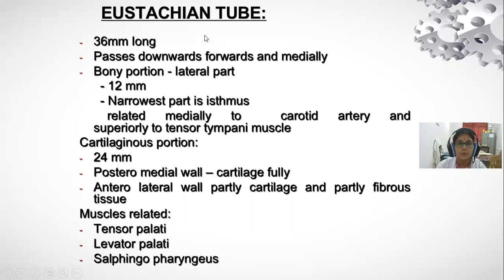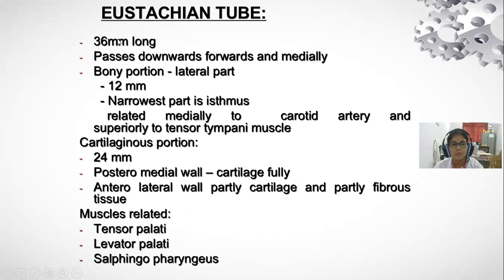Now coming to the eustachian tube. It's very important to know the anatomy of the eustachian tube whenever you're discussing the middle ear, because if there is eustachian tube dysfunction, the normal physiology of hearing is impaired. So for normal hearing or the normal functions of the middle ear, your eustachian tube function should be normal.